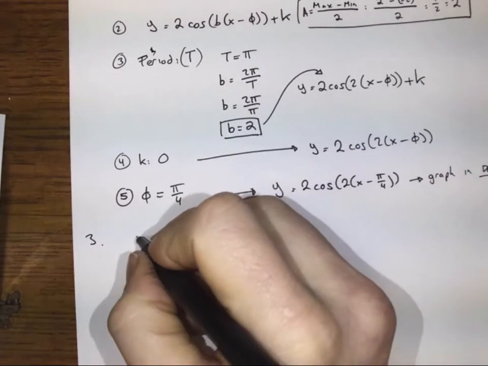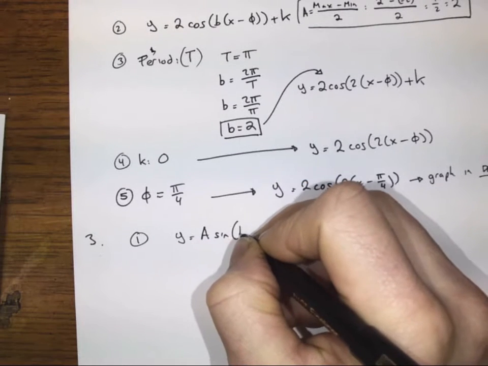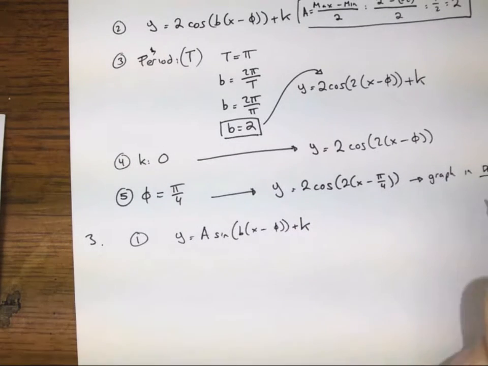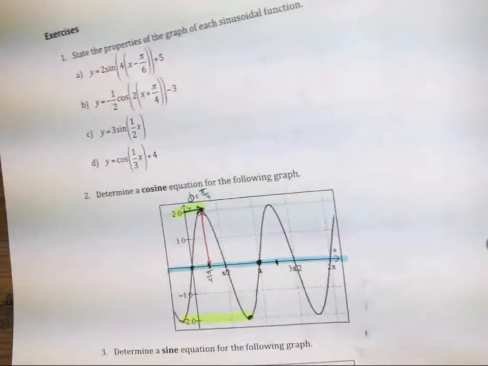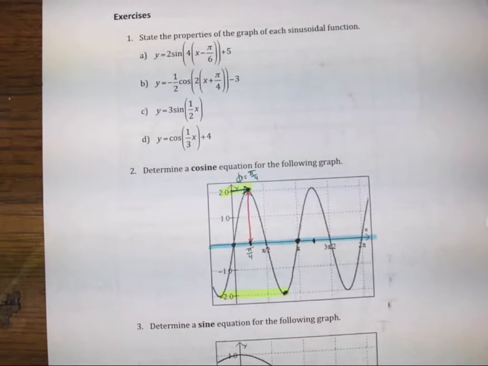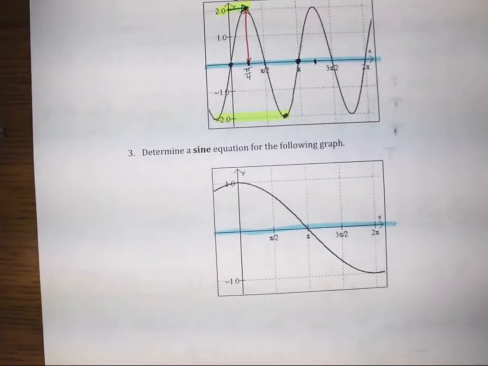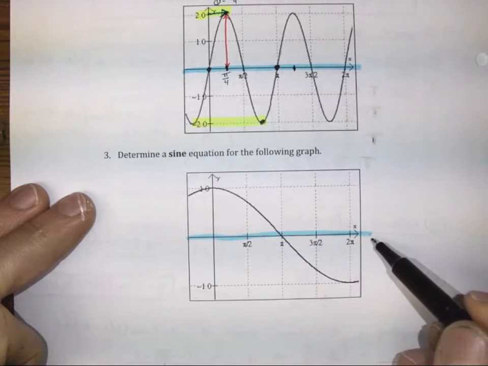A good first thing to do is always to write a general sine function. So I'm going to write y equals a sine b(x minus phi) plus k. And we're going to see if we can pick off any of these as we go. I'm going to look at this graph, and it looks like it goes from 1 to -1, so it looks like the midline is along here, kind of like the last graph. Oh, I am totally off center here. Let me just shift this over a bit. All right, I'll make that focused. Okay, so our midline is along the x-axis, just like it is here.